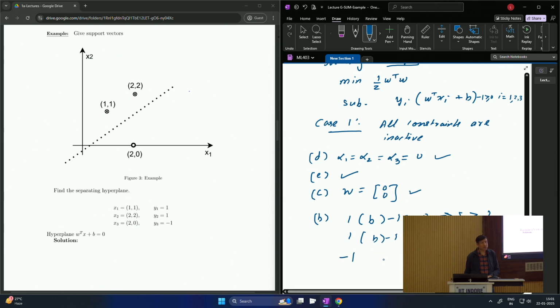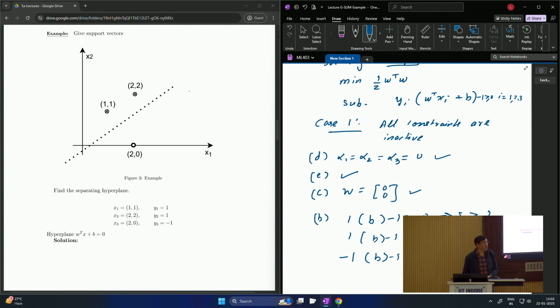Minus 1. The class value is minus 1. This is again 0 because W is 0. So the xi's are not playing any role here. b minus 1 greater than or equal to 0, which implies b is less than or equal to minus 1. So what do we get?